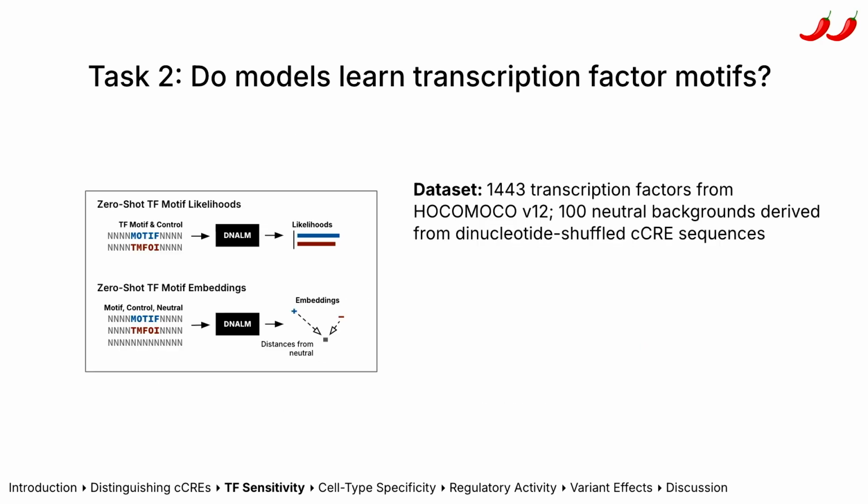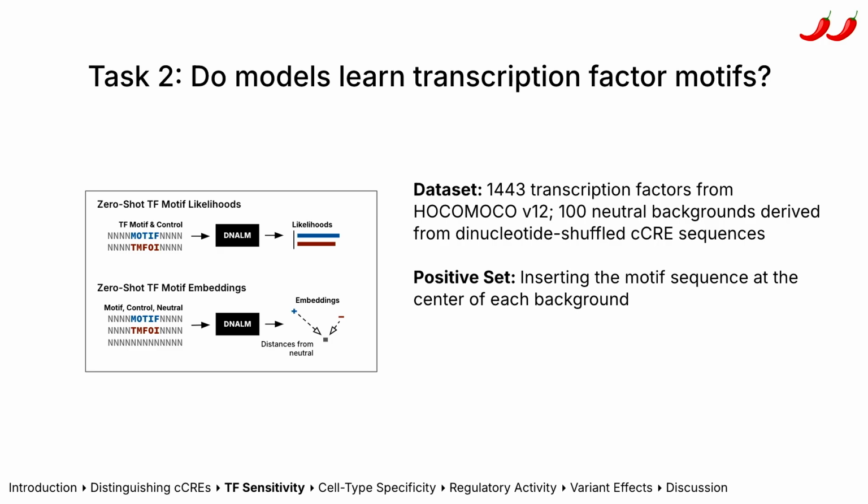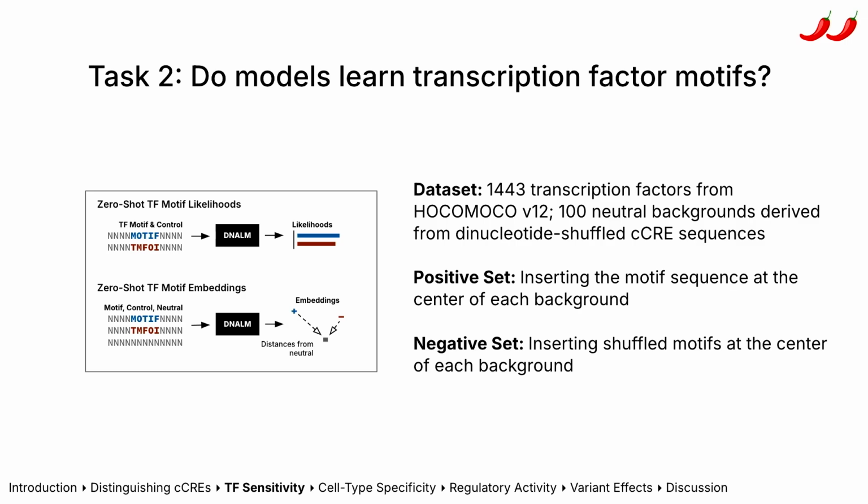So in more detail, we use a list of 1,443 transcription factor binding motifs as produced by the HOCOMOCO database. And we also have 100 of the shuffled background sequences from the previous task. And then for our positive set, what we do is we insert each of the motifs into each one of the background sequences. And then for the negative set, we do the same thing, except with shuffled versions of these motifs.